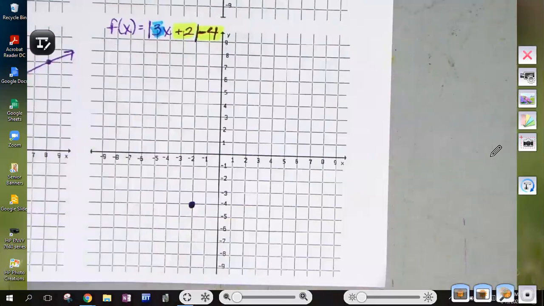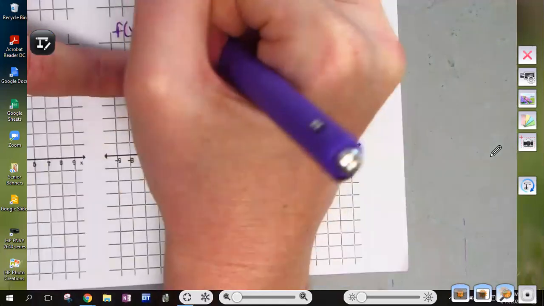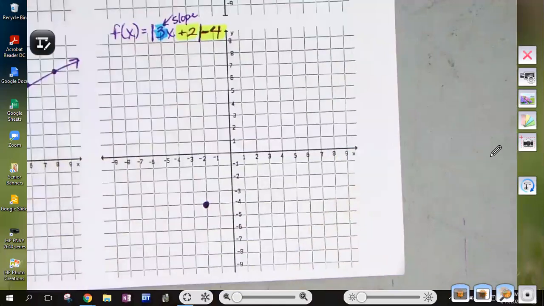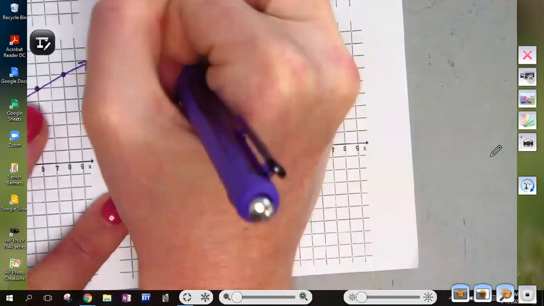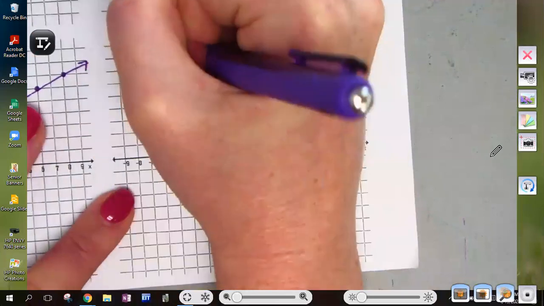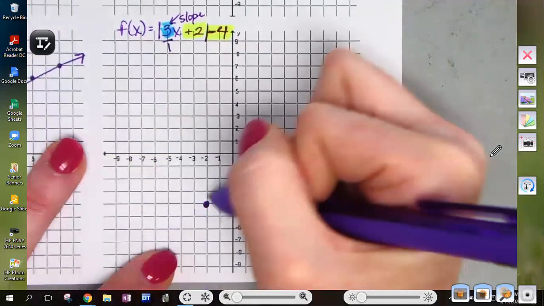Okay, now we have this dilation. We know that this number paired with my X acts like the slope. If you can't remember that, just label it. What is my slope? 3. Since it's a whole number, it's understood to be over 1. So I'm going to start at that vertex, and what am I going to do? Up 3 over 1.